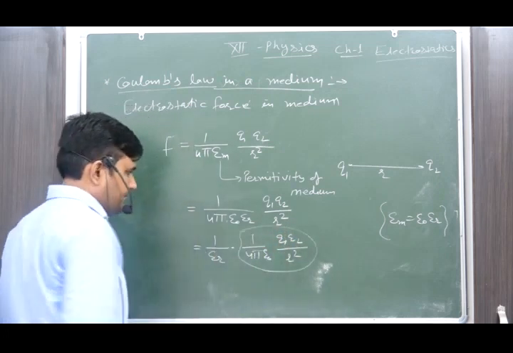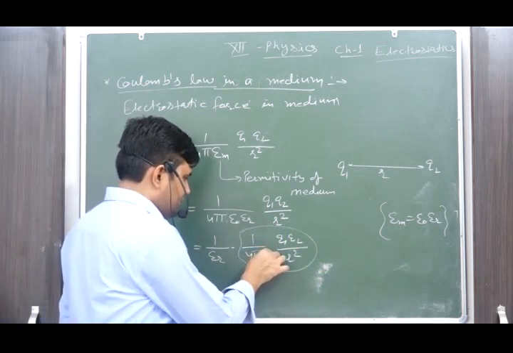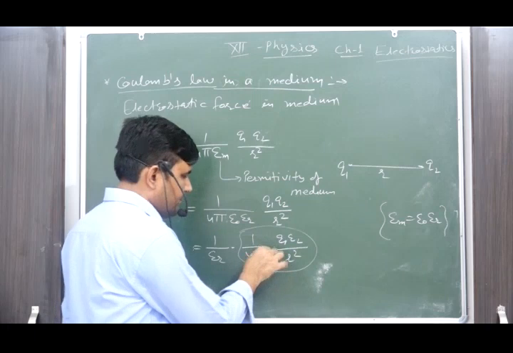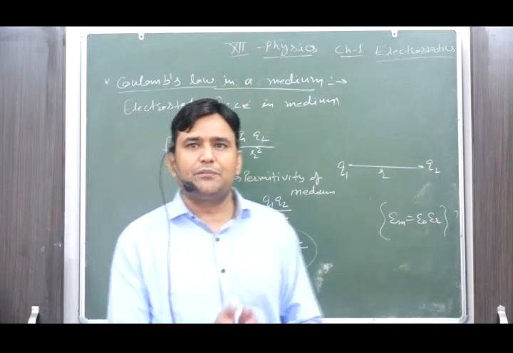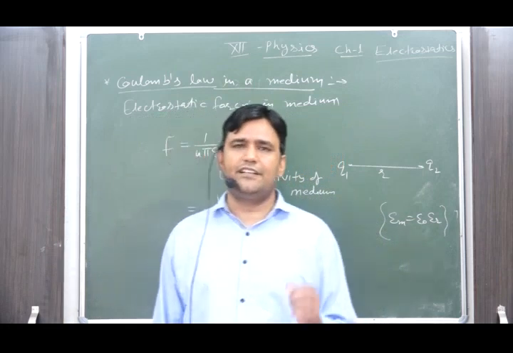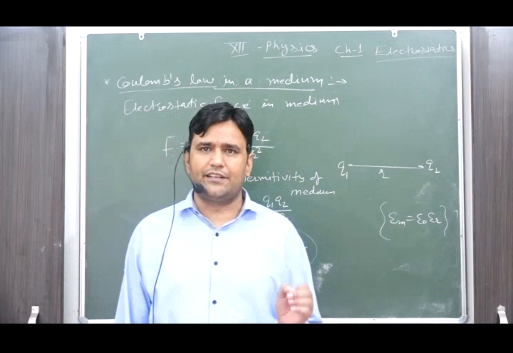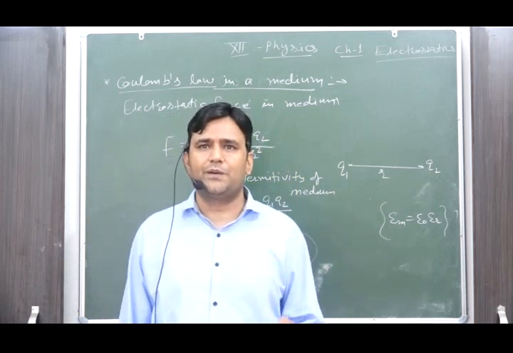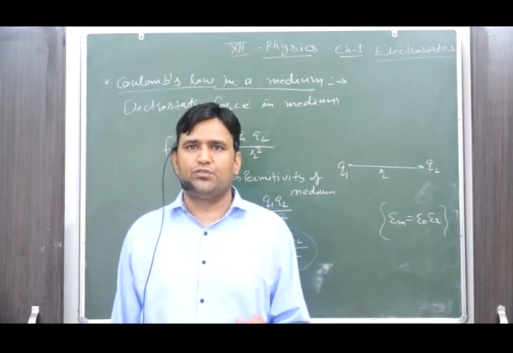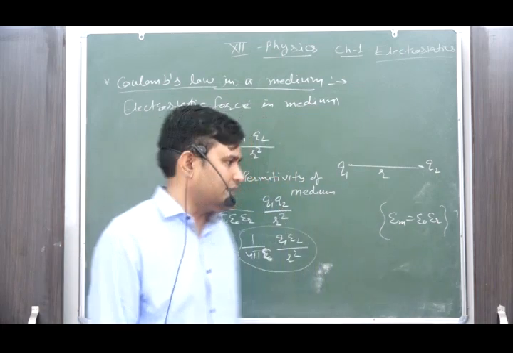Now this formulation was derived earlier by us in the general formulation of Coulomb's law. When we studied the basics of Coulomb's law, the electrostatic force between the two charges is in terms of k q1 q2 upon r square, and k is 1 upon 4 pi epsilon naught. It means the net force is 1 upon 4 pi epsilon naught q1 q2 upon r square.